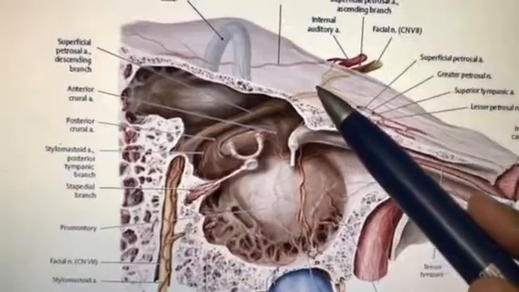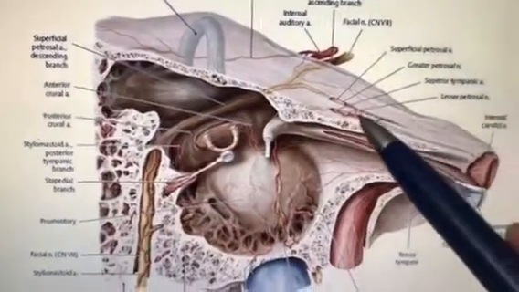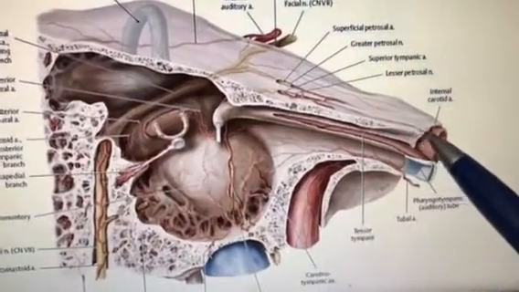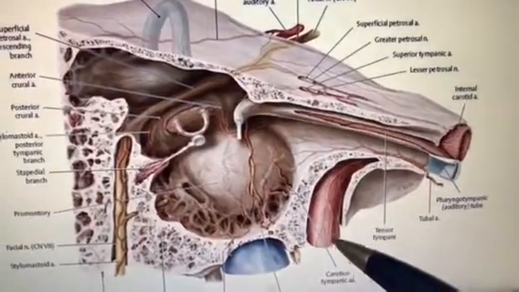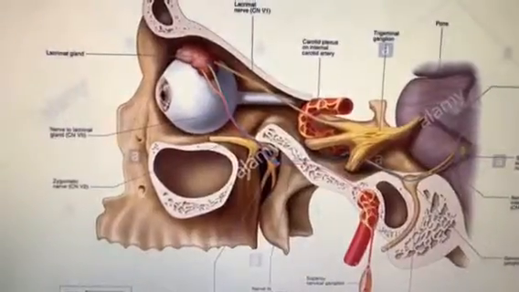From the geniculate ganglion, a nerve is coming out on the petrous bone, that is your greater petrosal nerve. Look at this, the greater petrosal nerve is coming here and it reaches the foramen lacerum here. Beneath that you will be having the carotid artery coming through. But let us see where the carotid canal is.